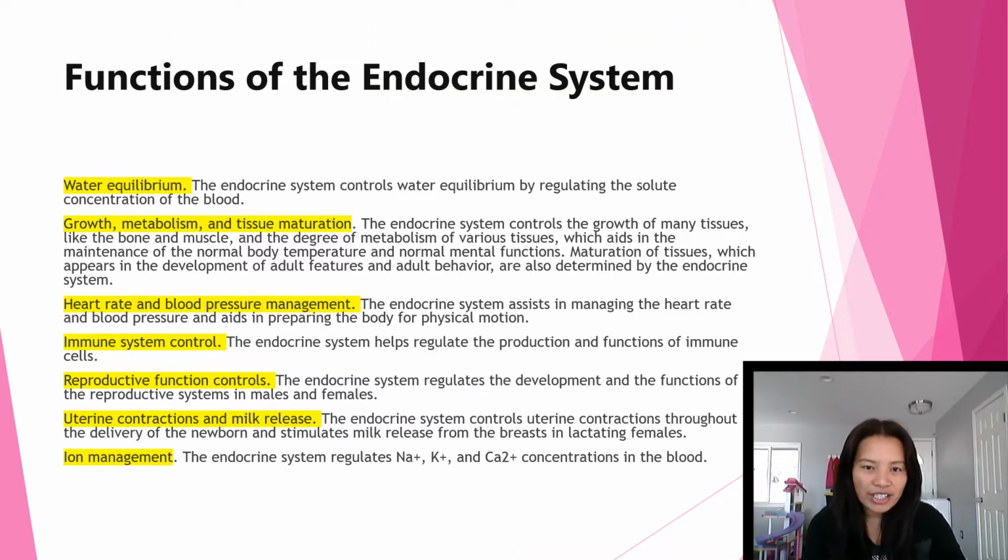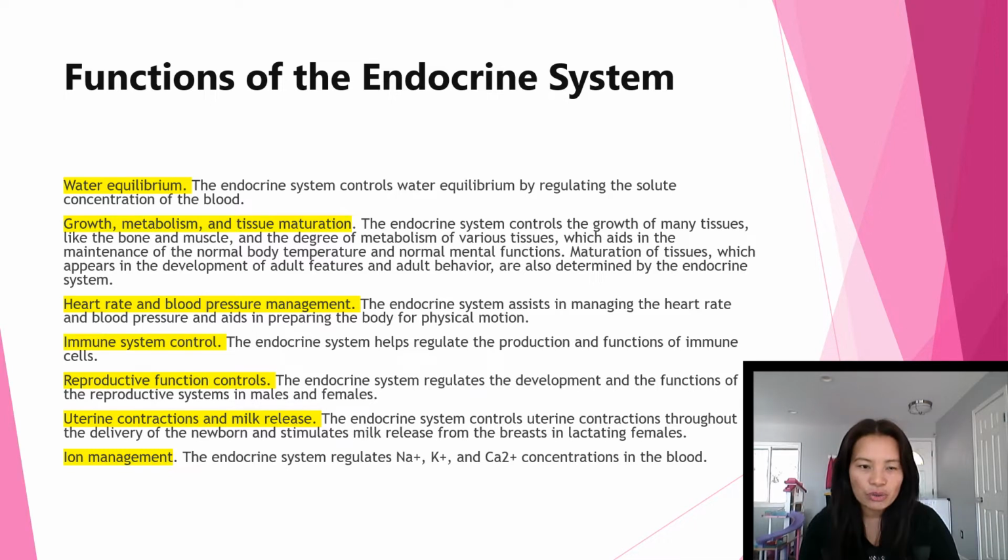So the functions of the endocrine system. First function is water equilibrium. The endocrine system controls water equilibrium by regulating the solute concentration of the blood. The second function is for growth, metabolism, and tissue maturation. So the endocrine system controls the growth of many tissues like the bone and muscle, and the degree of metabolism of various tissues, which aids in the maintenance of the normal body temperature and normal mental functions.